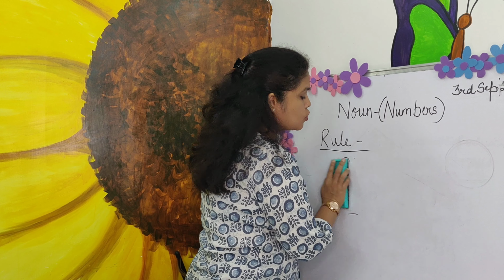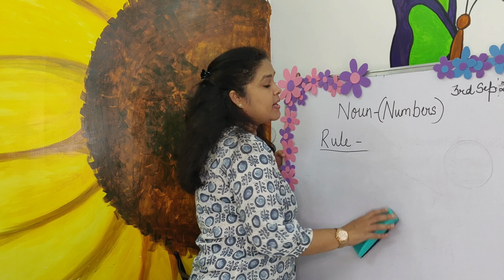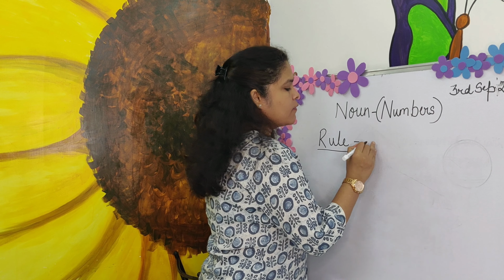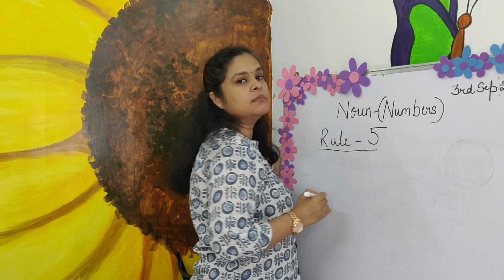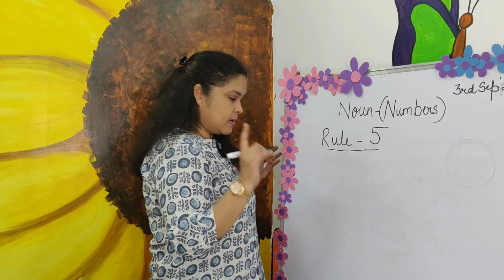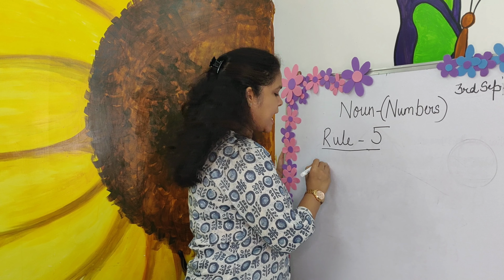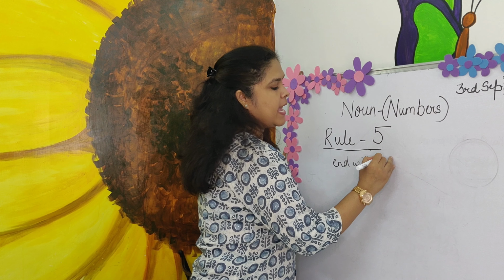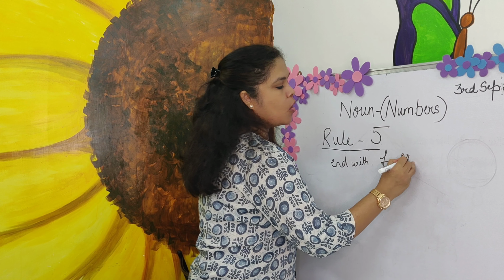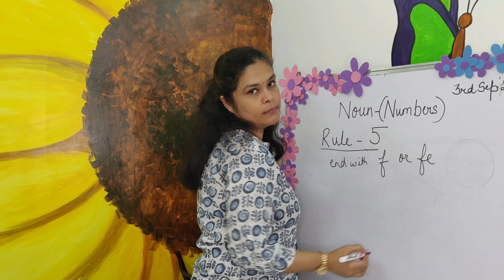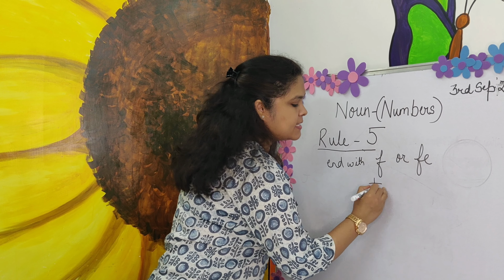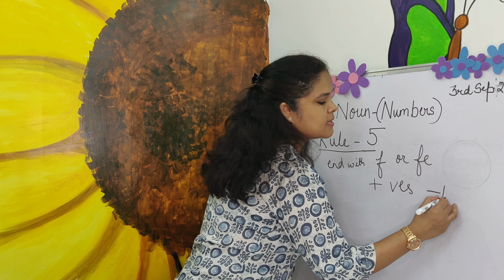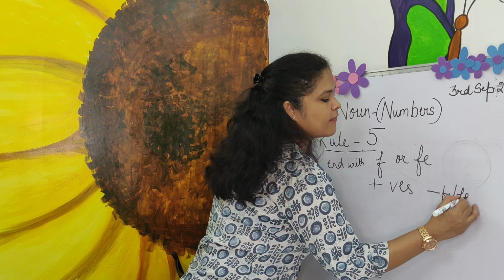Now, the last rule for today's class. There are 10 rules that we will be studying, but today we will be doing 5. So for today, rule number 5. Nouns which end with F or FE. We will add VES and we will subtract this F or FE.